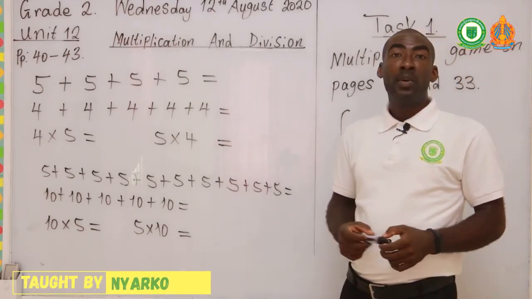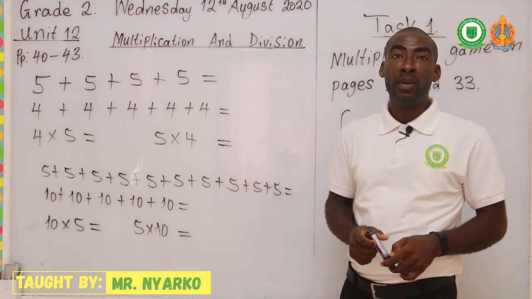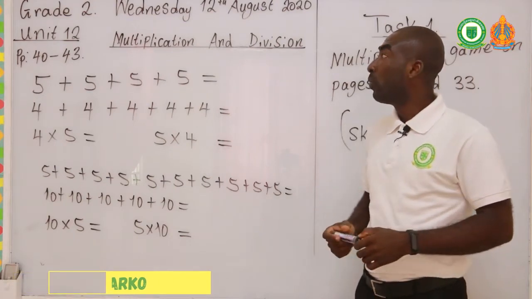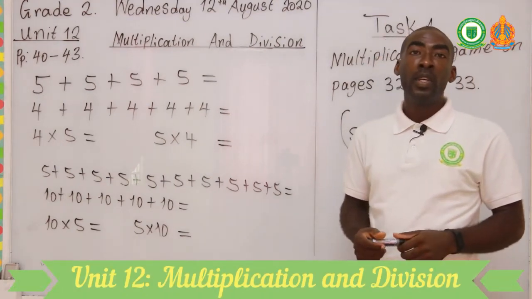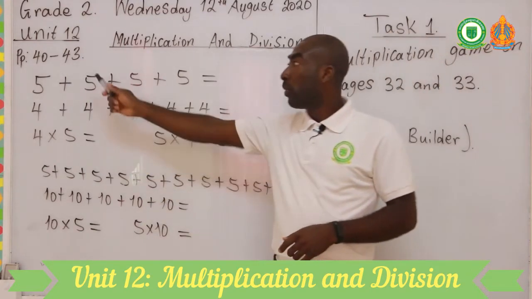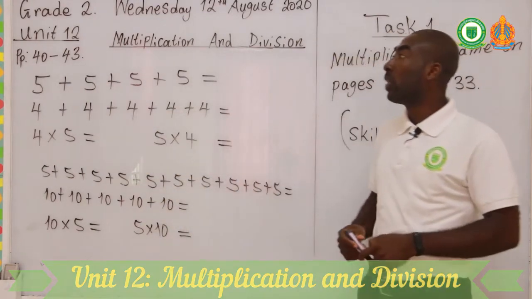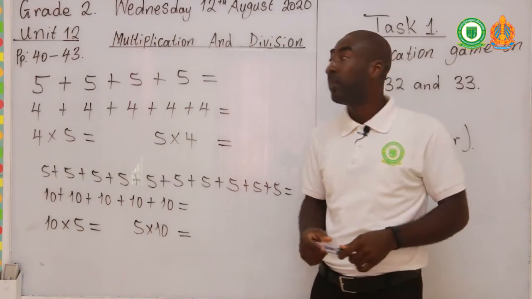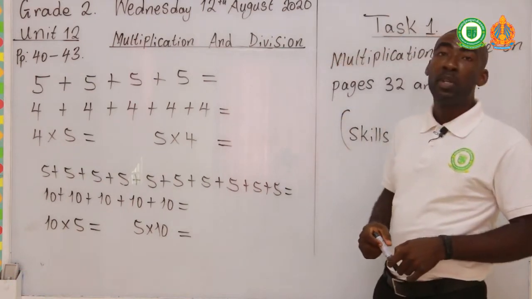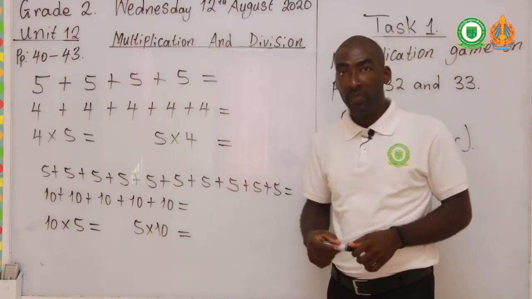Today we are starting our first lesson for our final term, and we will start from unit 12. Please, I want you to open your books to page 40. We'll be looking at page 40 up to 43. Today we'll be looking at multiplication and division.